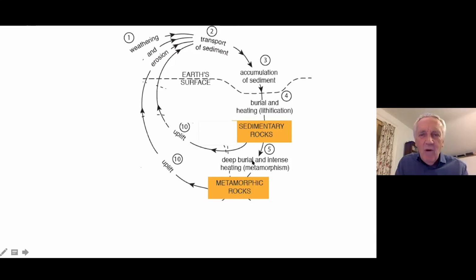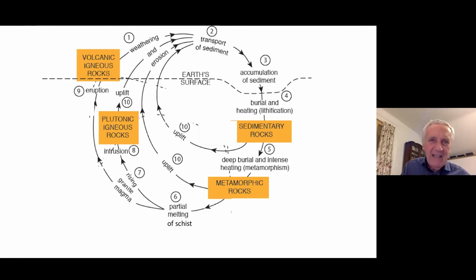So we can go one further, because if metamorphic rocks get very intensely heated, like we saw in that schist where granite had started to develop, we can add this loop. This is partial melting of schist. The granite sweats out of it. Granite can collect, and when there's enough of it collected, it can rise buoyantly up through the crust and end up either as intrusions, plutonic igneous rocks, or it can actually come up to the surface as volcanic igneous rock. And these rocks can also enter the cycle and become weathered, eroded, and transported and brought round.